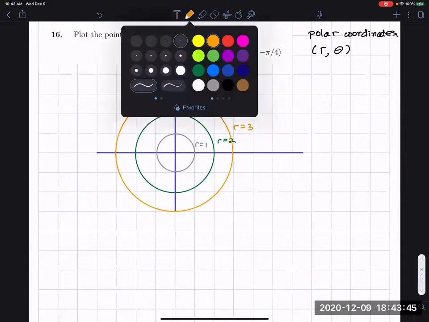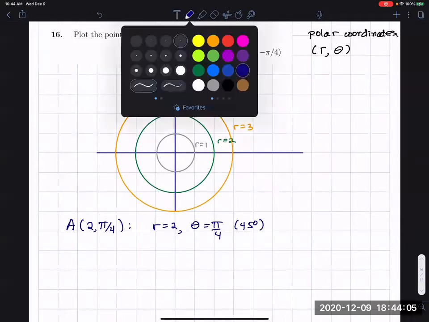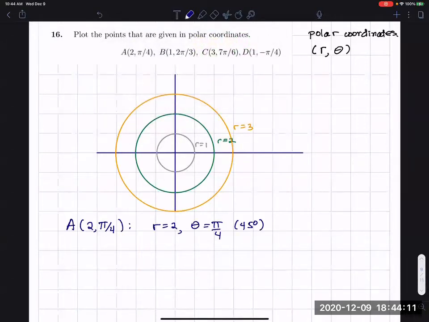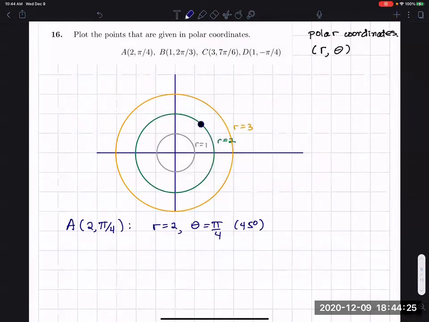Now when I look at A, it is 2, pi over 4. So in this problem, r is equal to 2 and theta is equal to pi over 4. I need to figure out where pi over 4 is, which is 45 degrees. And I'm looking at radius 2. Pi over 4 is right here, and I'm putting it exactly there because I'm putting it on the circle with radius 2. Let me fill that in. So that one is A.